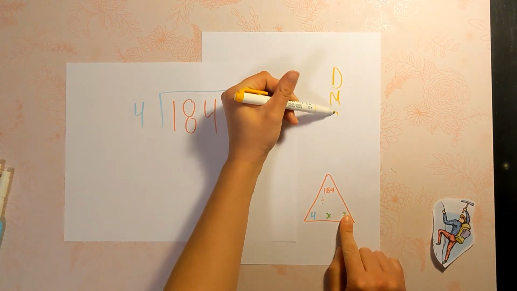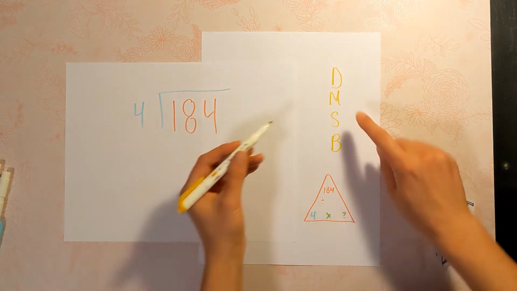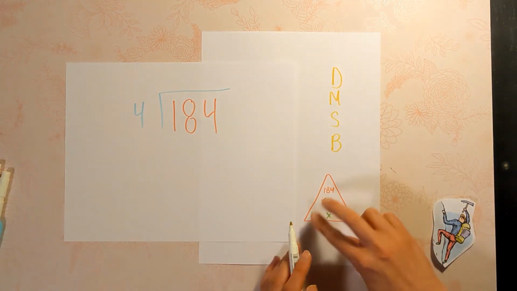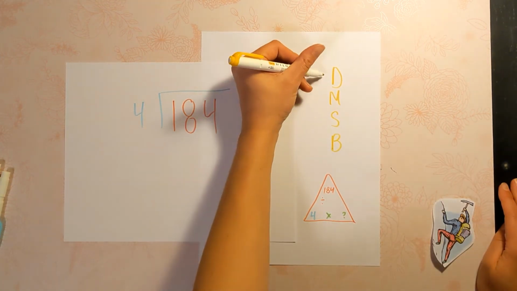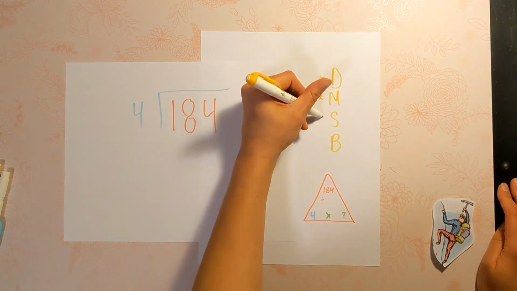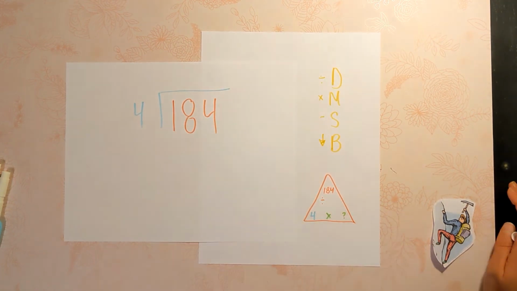Does McDonald's serve burgers? We're going to be multiplying because division and multiplication work together. So we're going to divide, multiply, subtract, bring down. Those are the steps we'll follow.